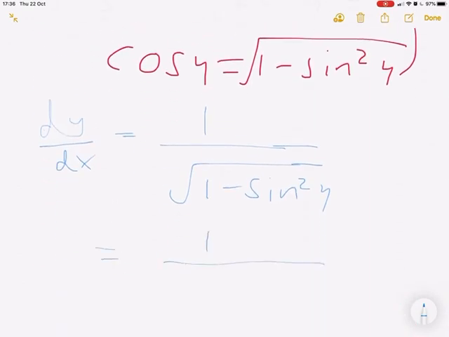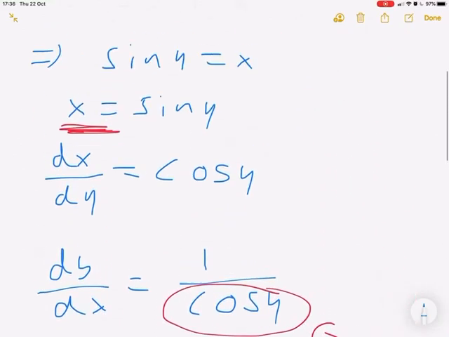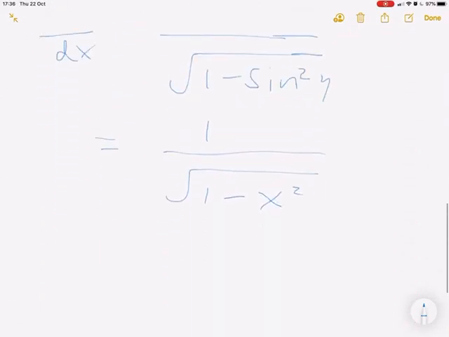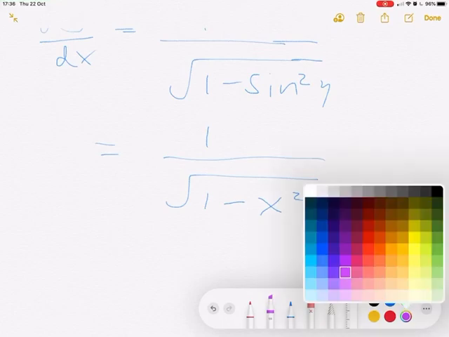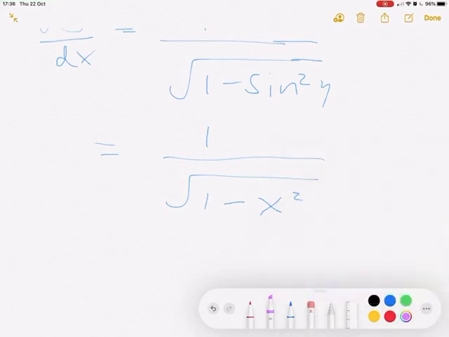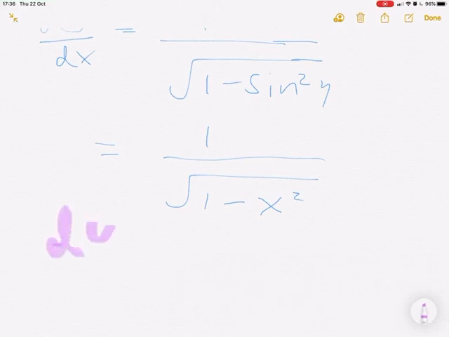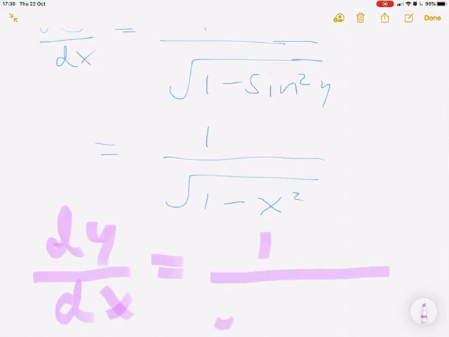We are simply plugging in the x squared here, sine squared y, because we know that x is equal to sine of y, okay? And sine of y is equal to x. So sine squared y is just x squared. And here's our final answer. And I'm going to put that in big writing just so you can all see it. And finally, we know that dy/dx is 1 divided by the square root of 1 minus x squared, okay?